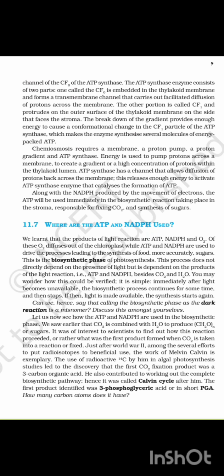The breakdown of the gradient provides enough energy to cause a conformational change in the CF1 particle of the ATP synthase, which makes the enzyme synthesize several molecules of energy-packed ATP.